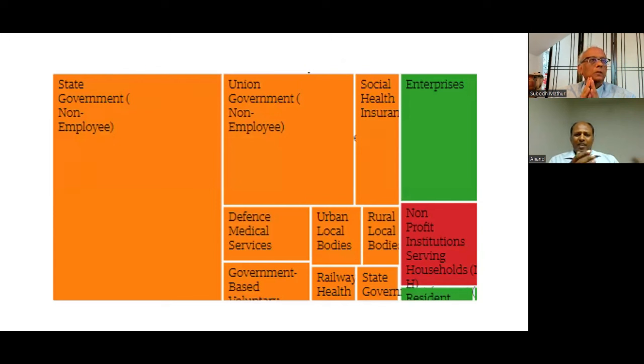So let us not get into the politics of it. There are so many angles to it, but the fact is that the way healthcare, constitutionally speaking, I think it falls under what they call the concurrent list, where the center and the state share responsibilities. So the state government spends much more than the union government on healthcare in India, as you can see in this figure.